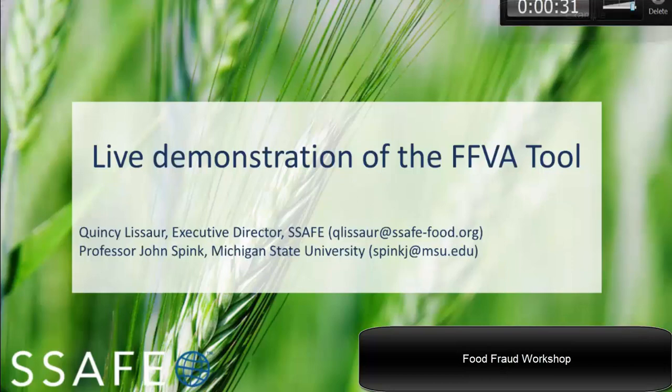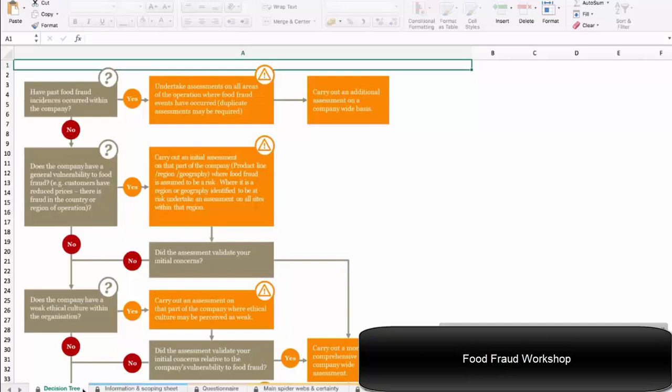of the ssafe tool. So after downloading the ssafe tool from our website, and opening it up in Excel, you're going to see a number of tabs at the bottom of your screen. You're going to have a decision tree, information and scoping sheet, the questionnaire, main spider webs and certainty, series of detailed spider webs, the output sheet, and the final report. I'm going to take you through each one of these step by step, and John will fill in some additional information as and when we go along.